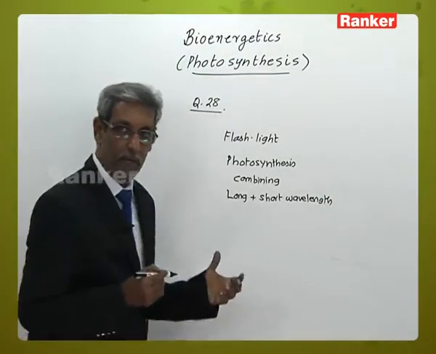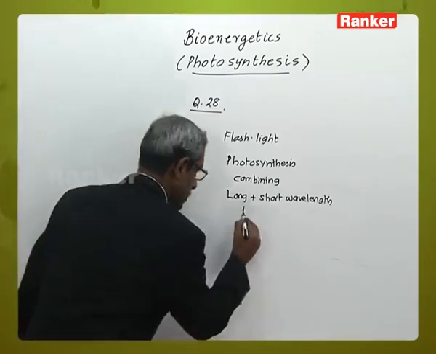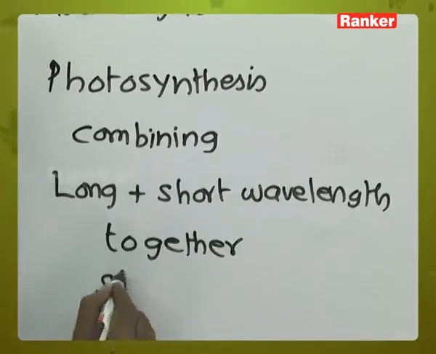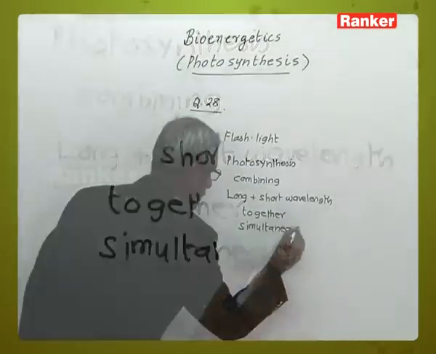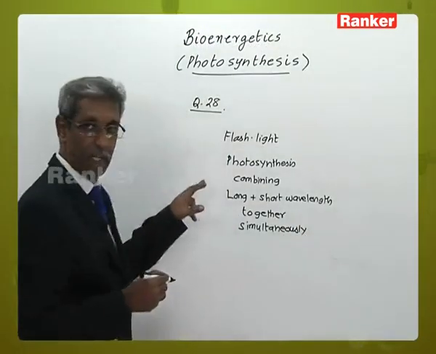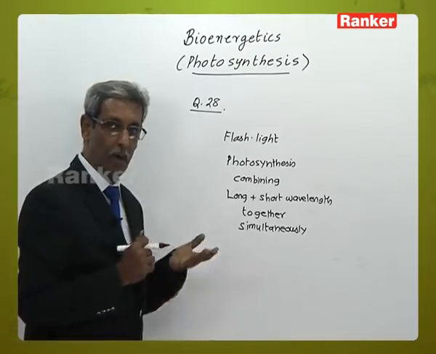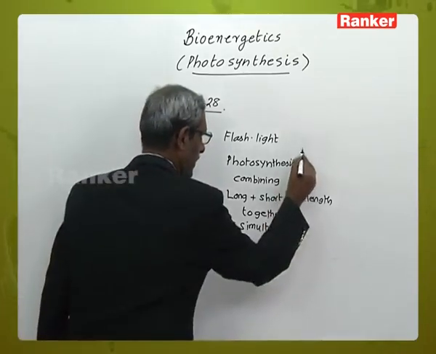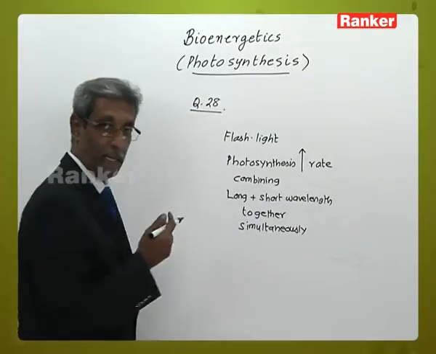So, when you give a short wavelength and a long wavelength together, that is simultaneously, when you flash the long and the short wavelength of light on the chlorophyll beds or inside the chloroplast, we understand that the photosynthetic rate or the efficiency is greater.